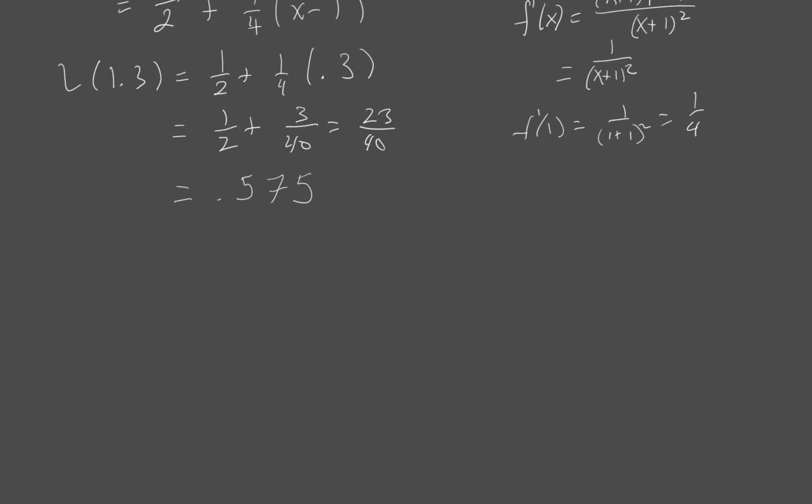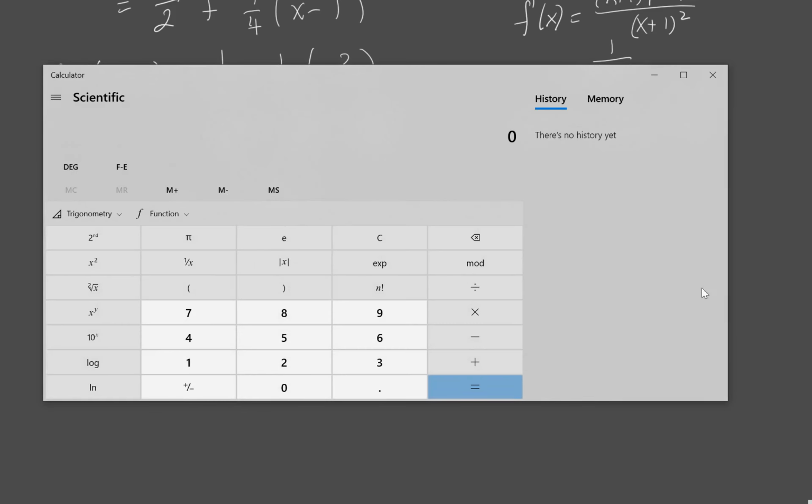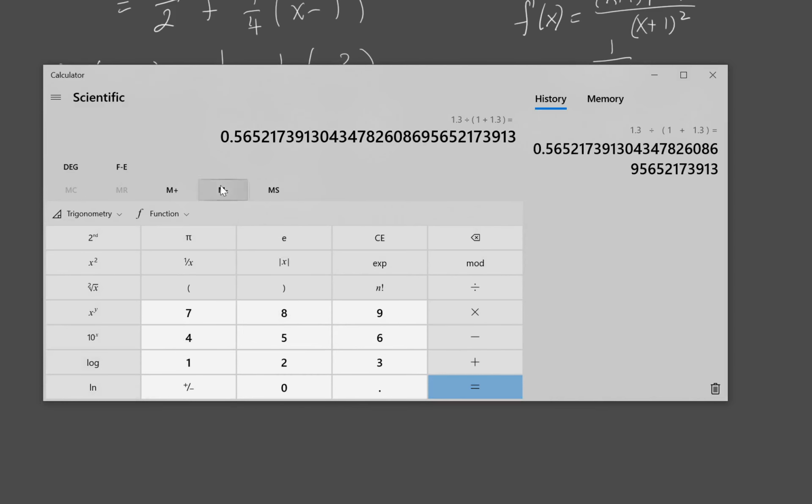So we know that 1.3 divided by 1 plus 1.3 should be approximately 0.575. Let's use that calculator again to see how close we were. So I've got 1.3 divided by parentheses 1 plus 1.3, and we get 0.565. So a tenth off, which, that's pretty good for not actually doing the division.